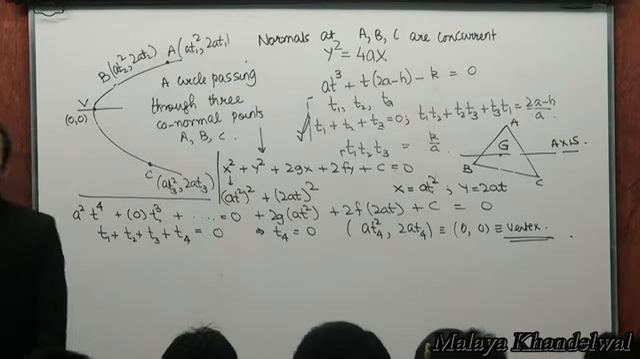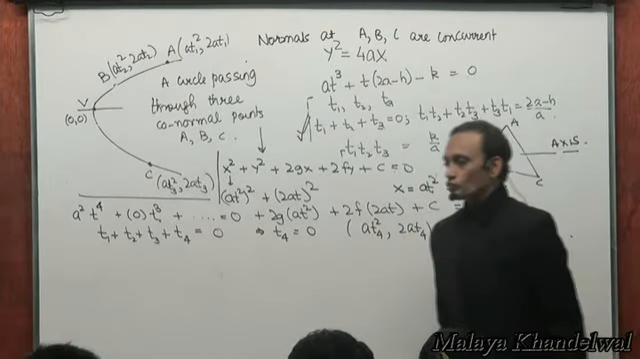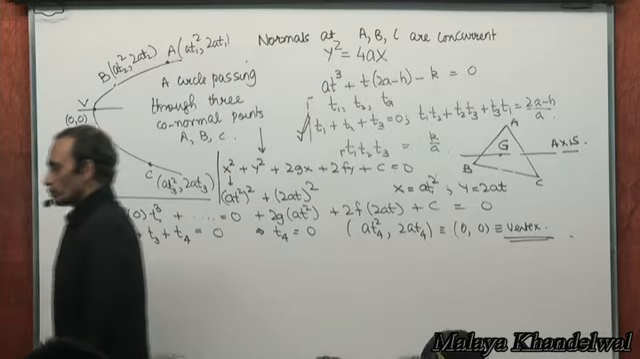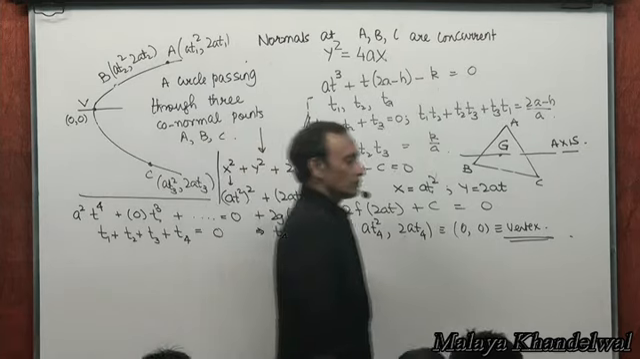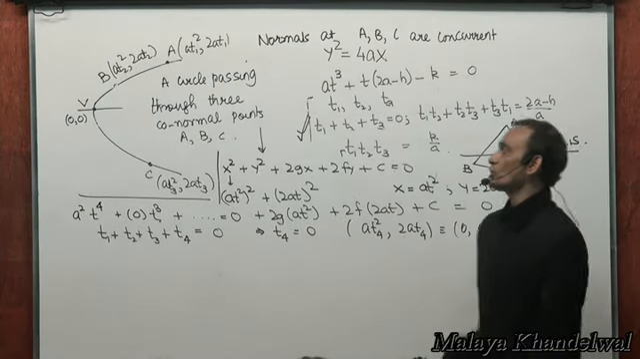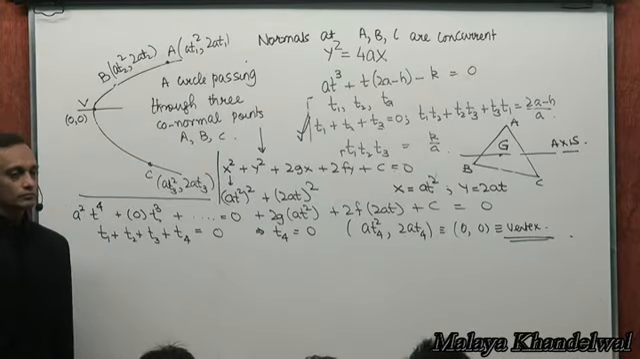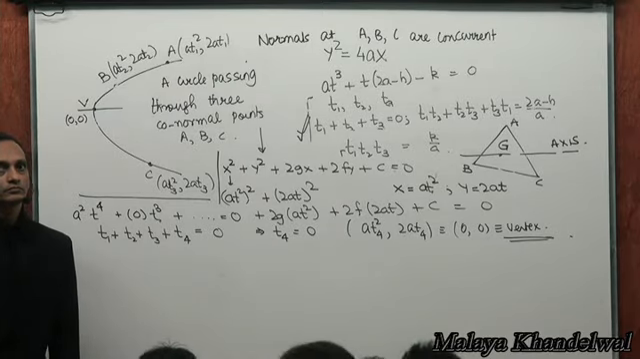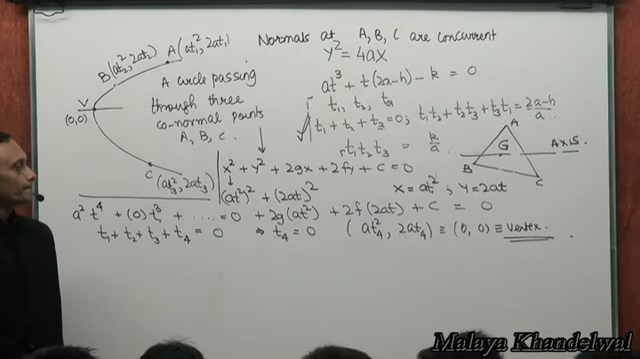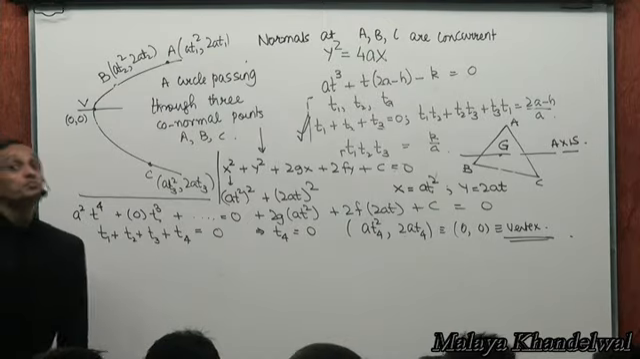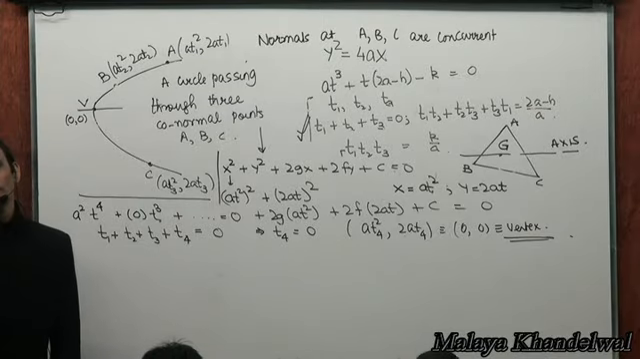If a circle is drawn through three co-normal points on a parabola, then it must pass through the vertex of the parabola. It must pass through the vertex of the parabola.